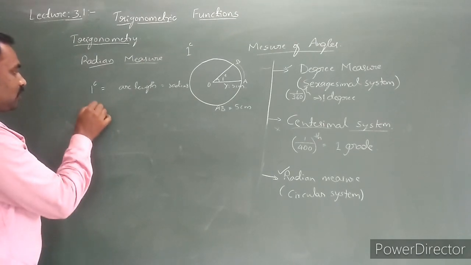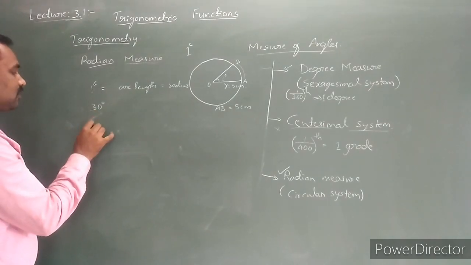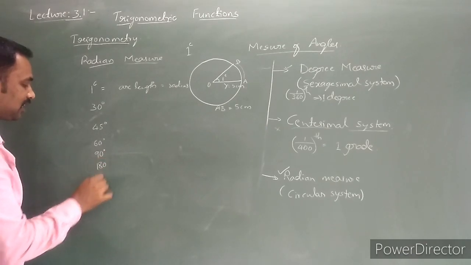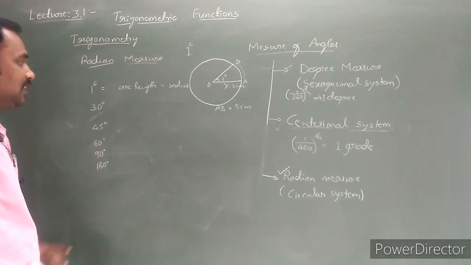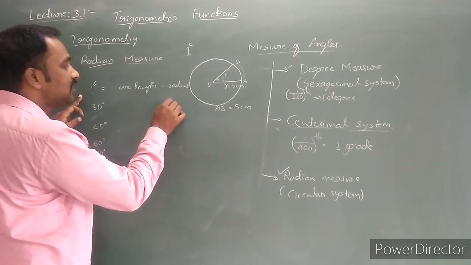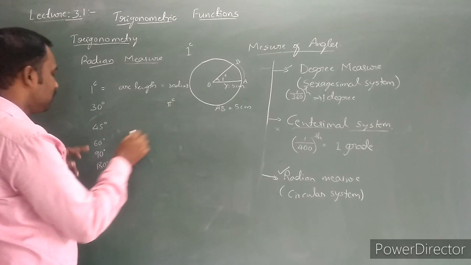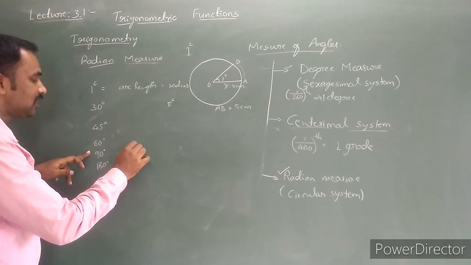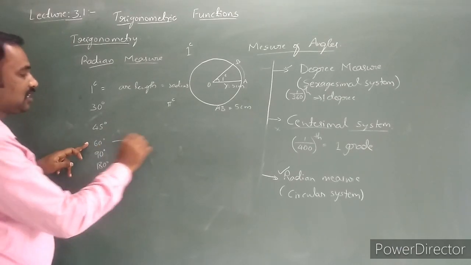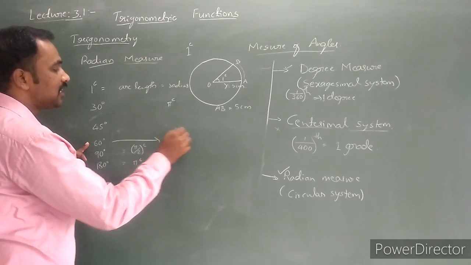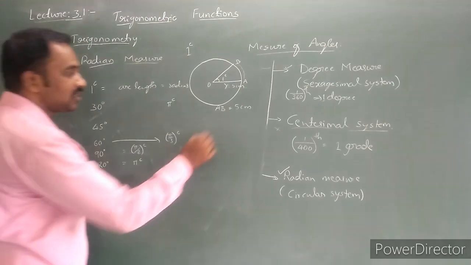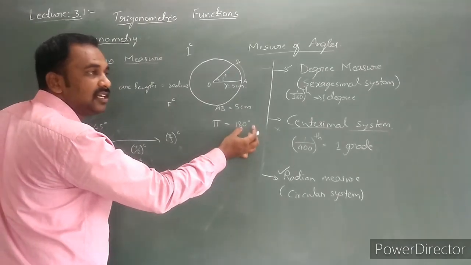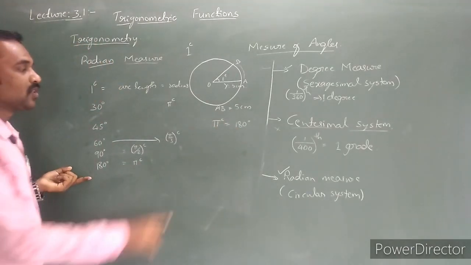Now, in degree measure, we have just taken 30 degree, 45 degree, 60 degree, 90 degree, 180 degree, like that, with several degrees. In radian measure, we take pi radian. Pi radian is equal to 180 degree. 180 degree is equal to pi radian. And 90 degree is nothing but pi by 2 radian. 60 degree is nothing but pi by 3 radian. We can say that pi is equal to 180 degree. 180 is the degree measure, and pi is the radian measure.